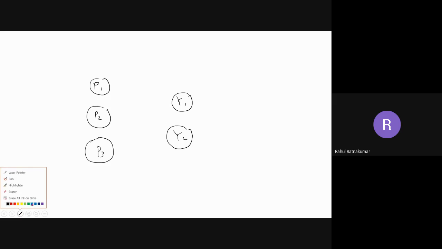So we have taken three inputs, and here also we'll take three inputs, say P1, P2, P3. And right now we have two neurons. This is Y1 and this is Y2. Two neurons as well. Okay, let's connect this.